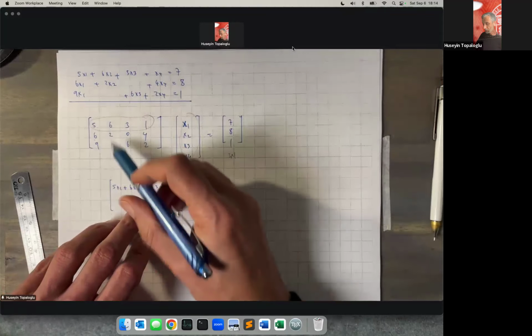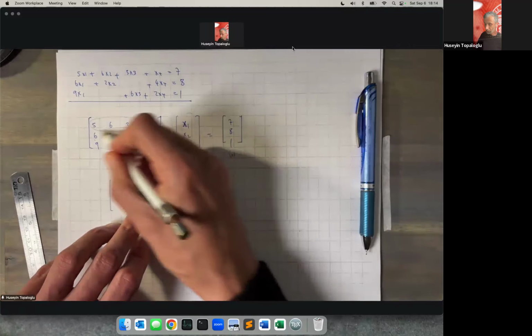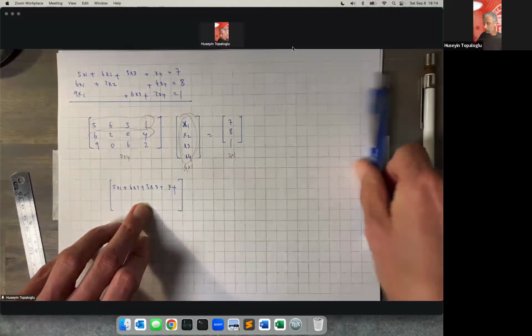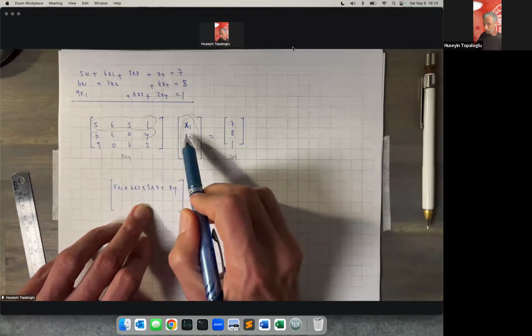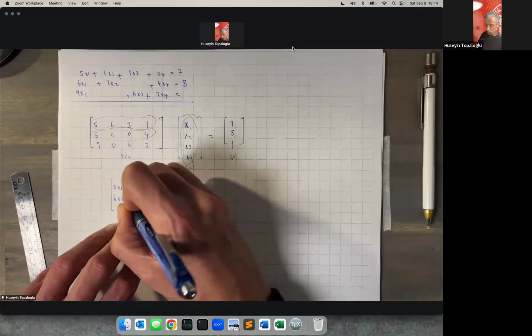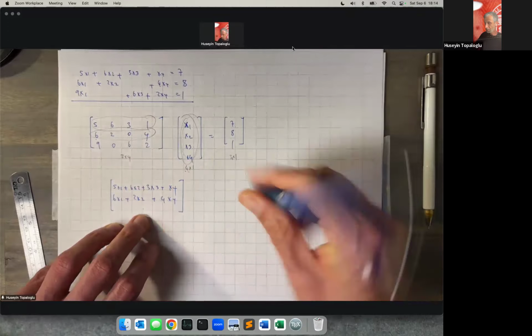Likewise, let's compute the entry in the multiplication matrix that is in row 2, column 1. So in order to do that, take row 2 in the first matrix, column 1 in the second matrix, multiply the corresponding entries, add them up. 6x1, 2x2, 0x3, and 4x4.